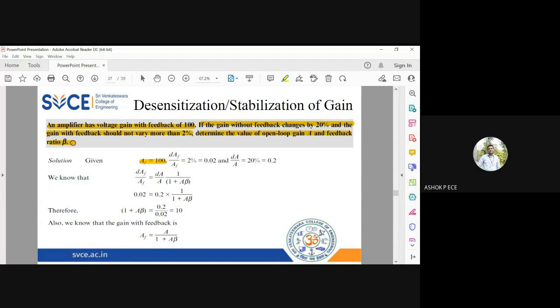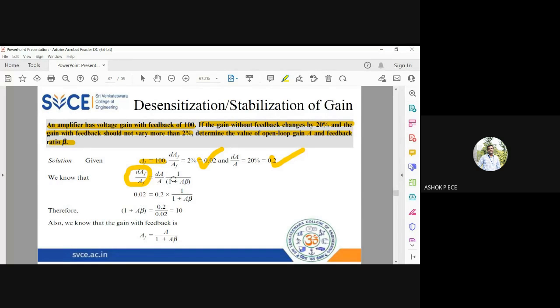So they have given the variation of AF and A. dAF by AF is 2%, 0.02. dA by A is 20%, which is 0.2. They have given both. They are asking you to find the value of A and beta. So the formula: dAF by AF equals dA by A into 1 by 1 plus A beta. dAF by AF is 0.02, given here. dA by A is 0.2, which is given here, into 1 by 1 plus A beta.